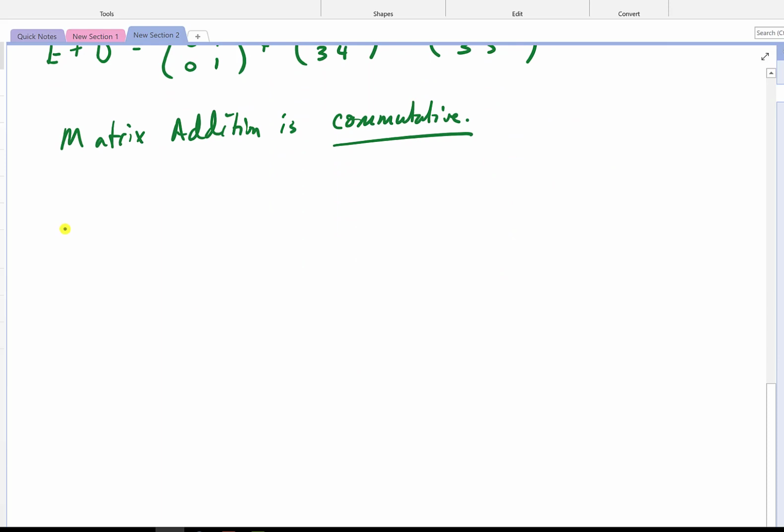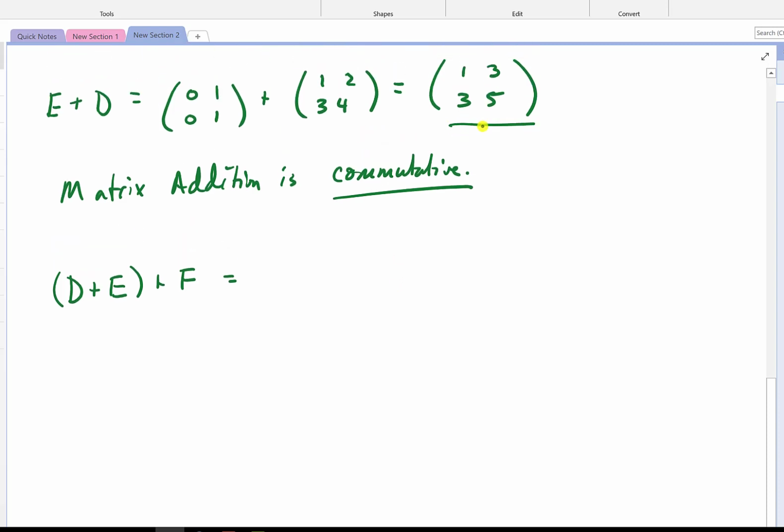Okay, so we're working with those same three matrices here. Let's say we took matrix D plus matrix E, and then we're going to add to that matrix F. Well, we've already said that matrix D plus matrix E, we've already done that. That was this result from before.